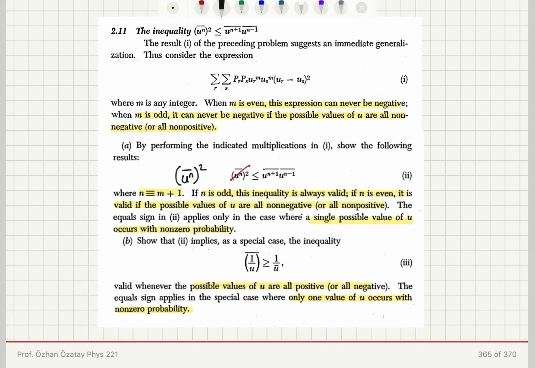So we started out with this expression being greater or equal to 0, and then we showed that the mean of U to the power n, squared, should be less or equal to the mean of U to the n plus 1 times the mean of U to the n minus 1, where n is m plus 1. And this was holding for m even. If n is m plus 1, that means it holds for n odd. For m odd, which means n is even, all U values should be non-positive or non-negative. And as a special case, when n is equal to 0, this inequality gives us that the average value of 1 over U is greater or equal to 1 over the average value of U.